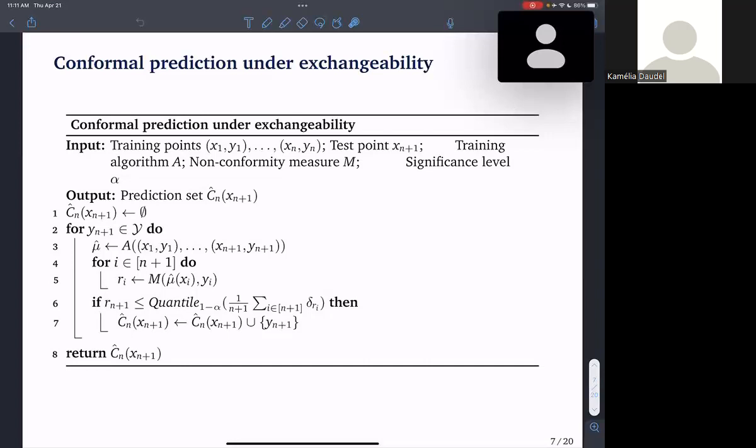So the prediction set is a subset of all Y values, which are the possible labels for x_{n+1}. Instead of returning one point, you return a prediction set, and you want to show that the true label lies in that prediction set with a certain probability. So we show that the probability of an error happening is less than or equal to alpha.